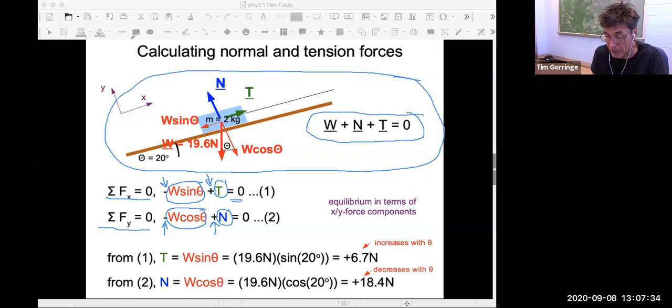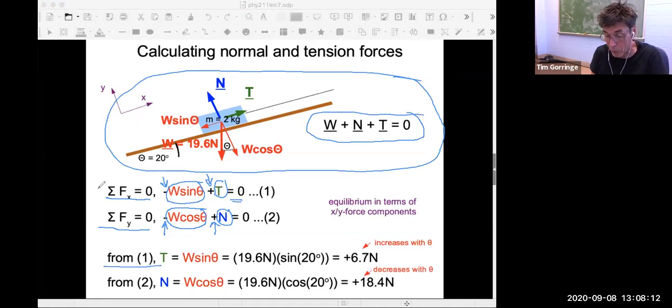So having written that down, we can use those two equations then to solve for the unknown tension force and unknown normal force. And so that's what I'm doing down here. So I can take equation number one and I can rearrange that equation for the unknown tension. That's what I've done on the top line here. Let me get my pen back.